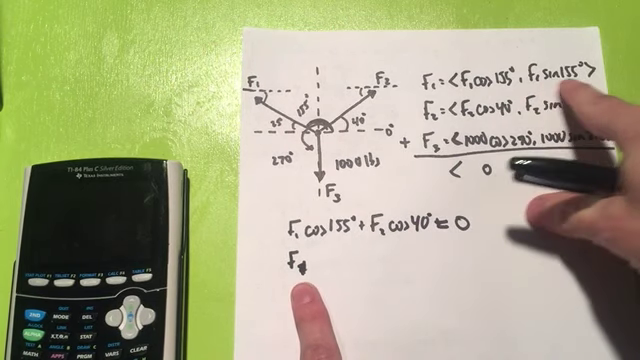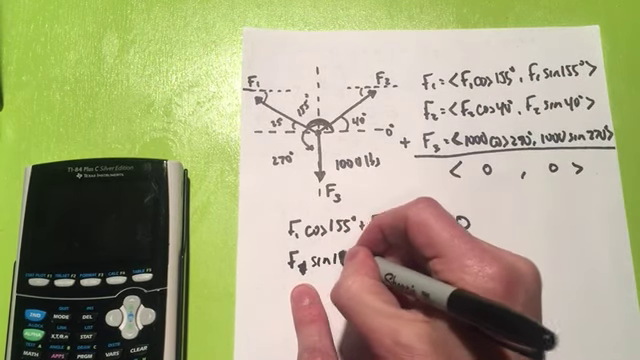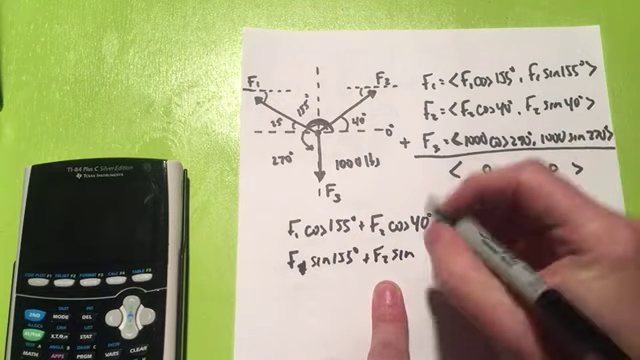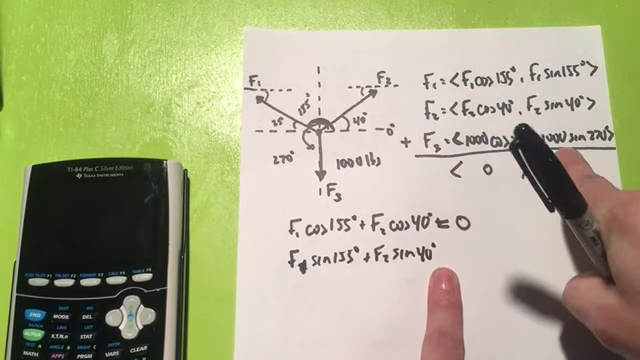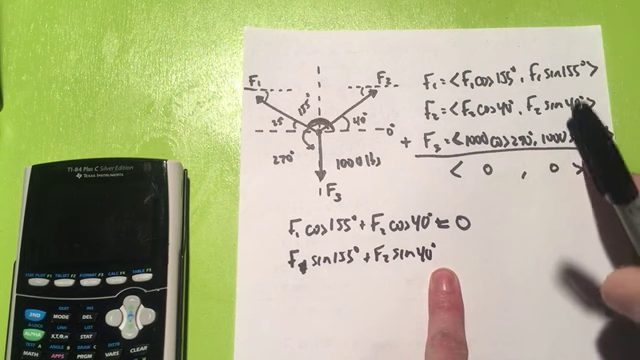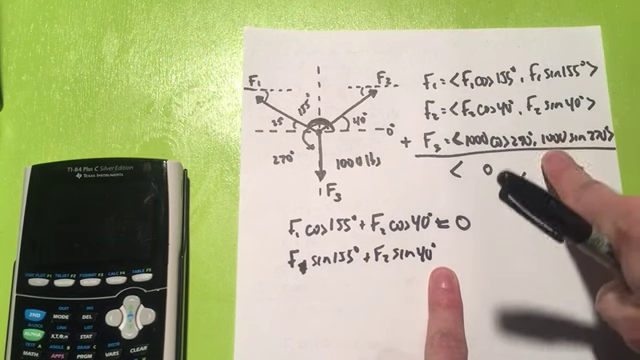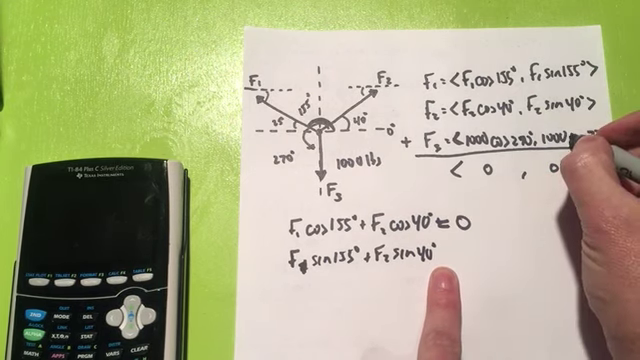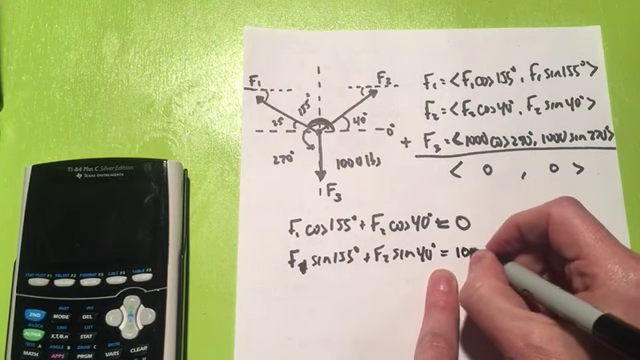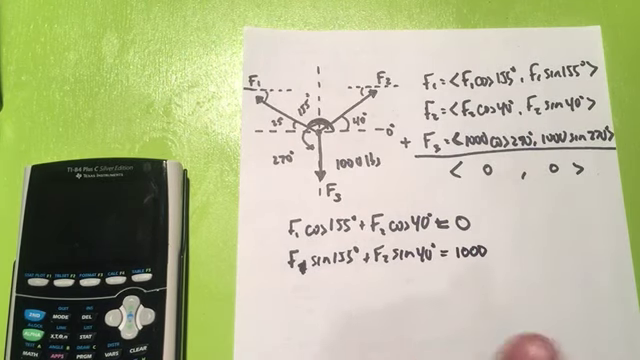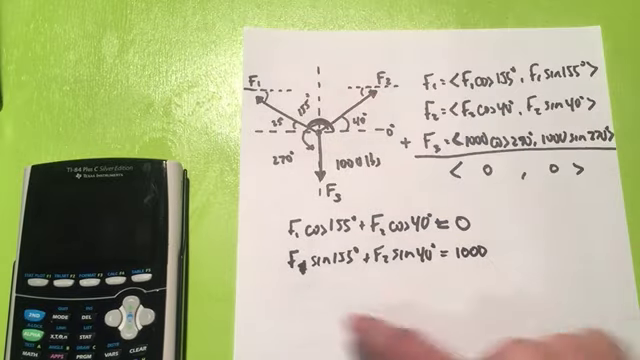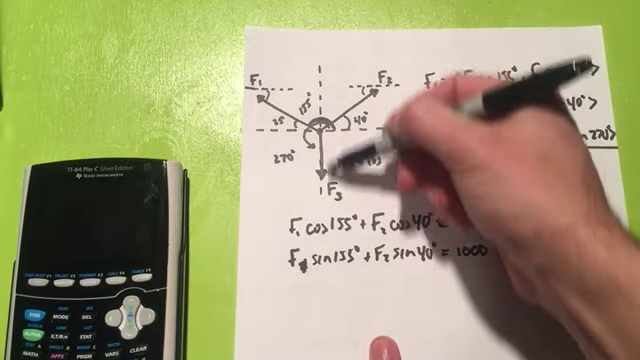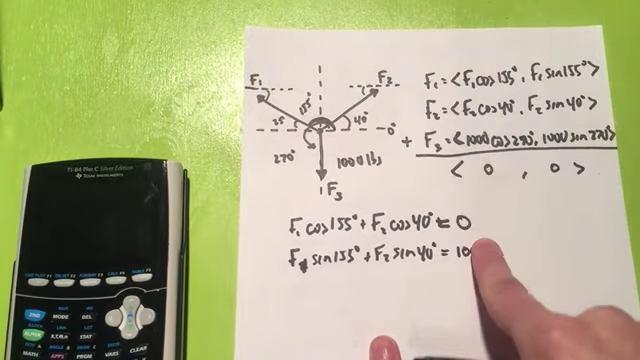Vertical components. We've got F1 sine 155 plus F2 sine 40 degrees plus 1,000 sine 270. Well, sine of 270 degrees is -1. 1,000 times -1 is -1,000. So we have minus 1,000. I will add that to the other side. We have equal 1,000. Now this makes sense in that these two wires are supporting vertically that weight. Horizontally, these two are causing zero motion here. So these two wires balance each other out.